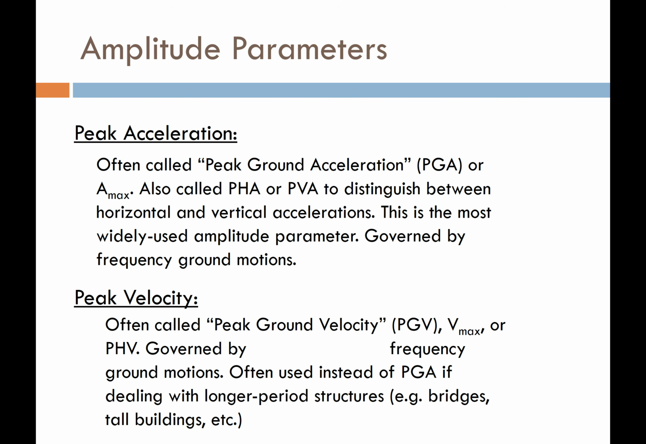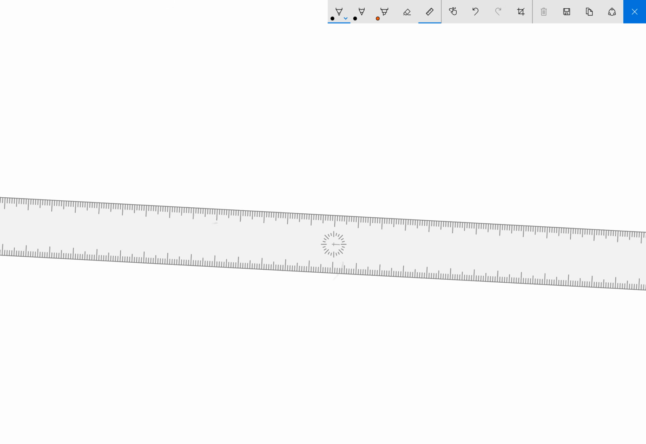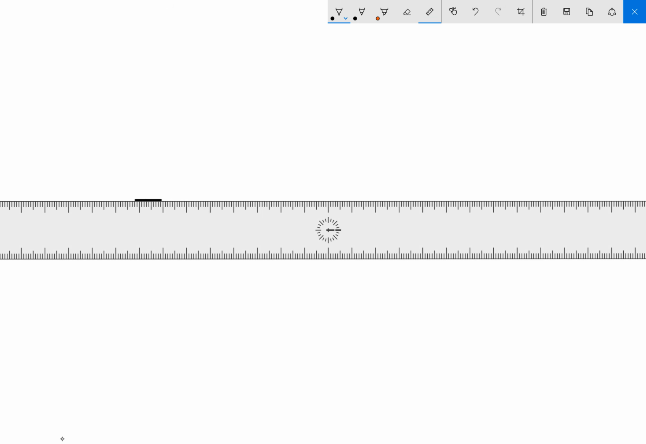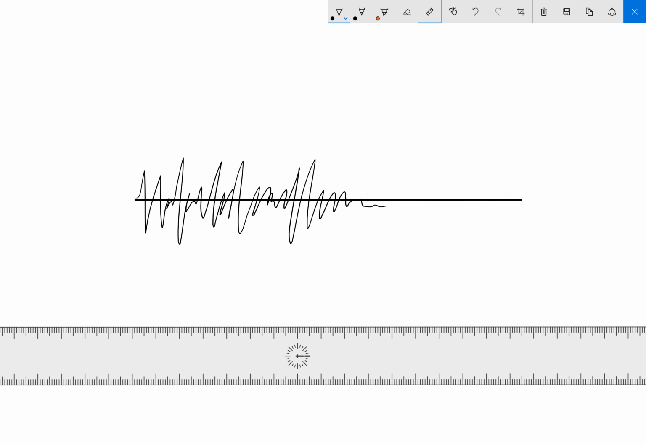Let's talk about amplitude parameters first. Amplitude parameters, again, are ground motion parameters that relate specifically to how big the ground motion is. Let's go to our board here, and let's draw a nice flat line that we can use for our time history analysis. So now, if I draw a time history, something like that. Okay, an earthquake time history.